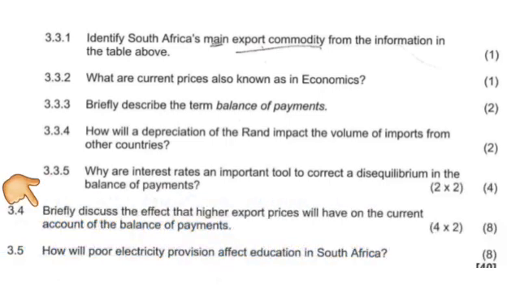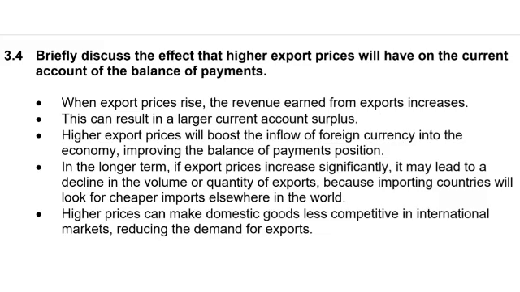Then in 3.4, it says, briefly discuss the effect that higher export prices will have on the current account of the balance of payment. So it's basically what we were just explaining. Now we are talking about, instead of increasing interest rates, we have increased the export prices, meaning to buy from us has now become more expensive. How will that affect our balance of payment? So we said in the first bullet point, when export prices rise, the revenue earned from exports increases. This can result in a larger current account surplus. Higher export prices will boost the inflow of foreign currency into the economy, improving the balance of payment.